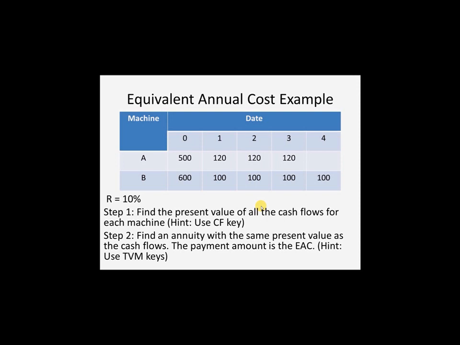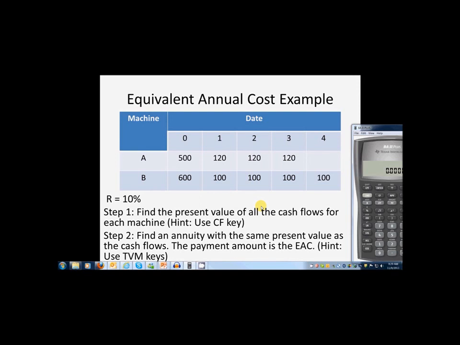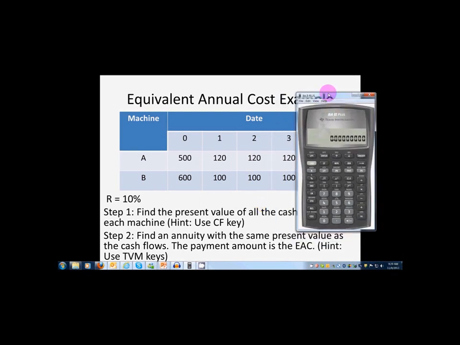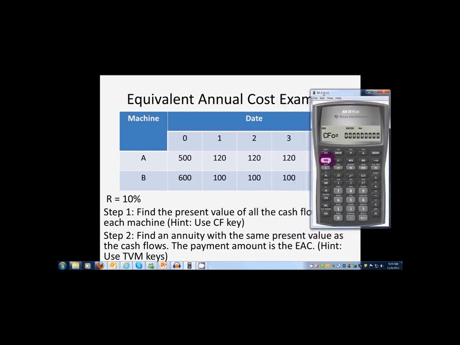Well, step one is to find the present value of all the cash flows for each machine. And so we're going to use the CF key on your calculator to do that. Okay, so CF keys. I want to hit CF, second, and clear work. That gets rid of everything that's in your calculator to date. Now, notice that these are all costs. Do not get confused and enter your first one as a negative and the rest as positives. This is not a true NPV analysis. We're looking at costs here.